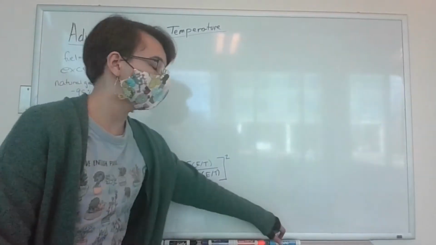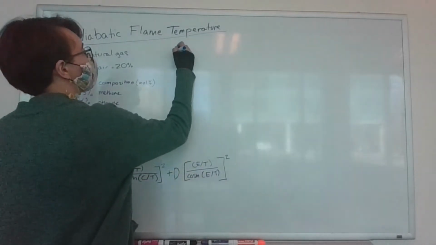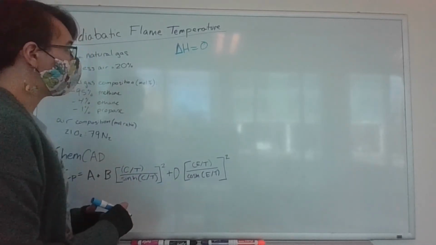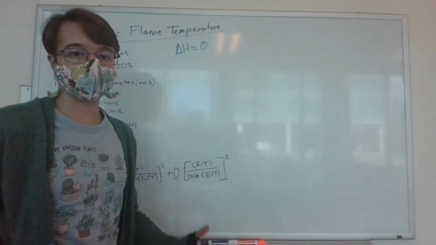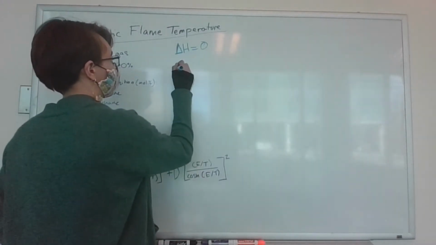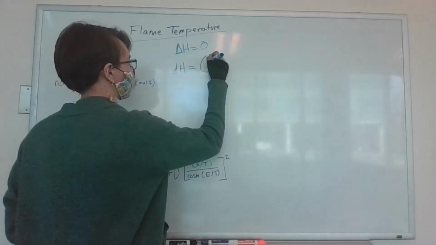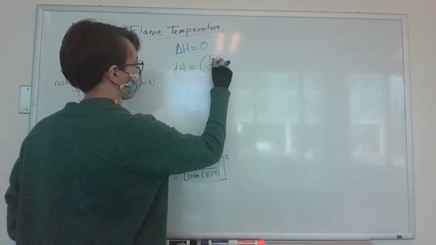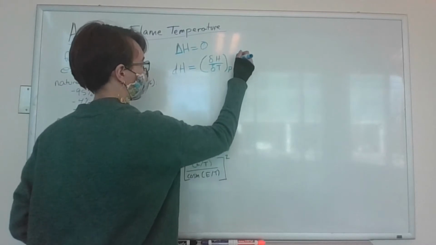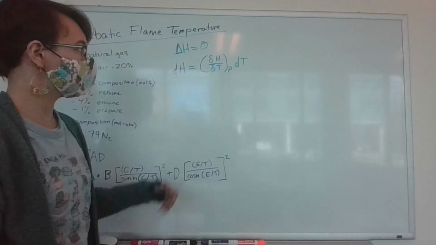Alright, so earlier I described that we want to get our change in enthalpy to be equal to 0 for this problem. So that means we need to figure out how to calculate our enthalpy. A way to calculate enthalpy is, a small change in enthalpy is equal to the partial derivative of enthalpy with respect to temperature, holding pressure constant, with a small change in temperature. And this is for an ideal gas.